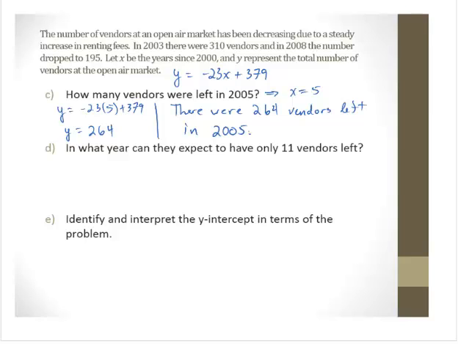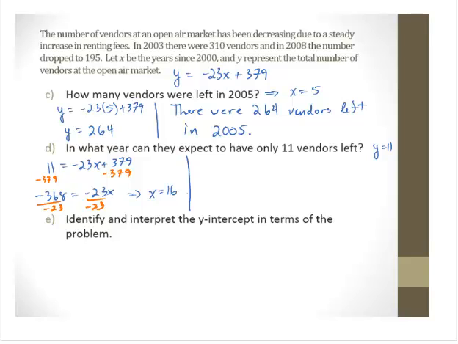In what year can they only expect to have 11 vendors left? Well, y is the number of vendors, so let y equal 11. And so 11 is negative 23x plus 379. I'll subtract the 379. So negative 368 is equal to negative 23x. And I'll divide through by negative 23. So that gives me 16. So this implies that x equals 16.